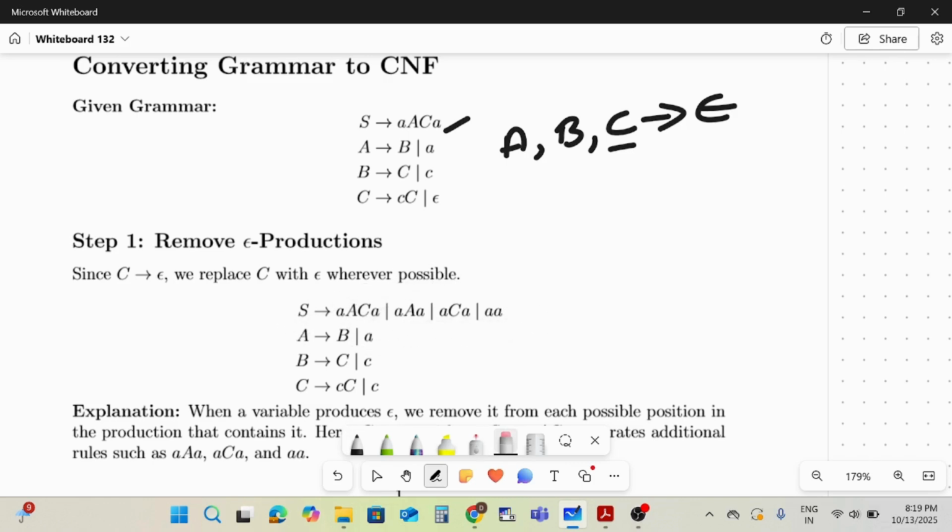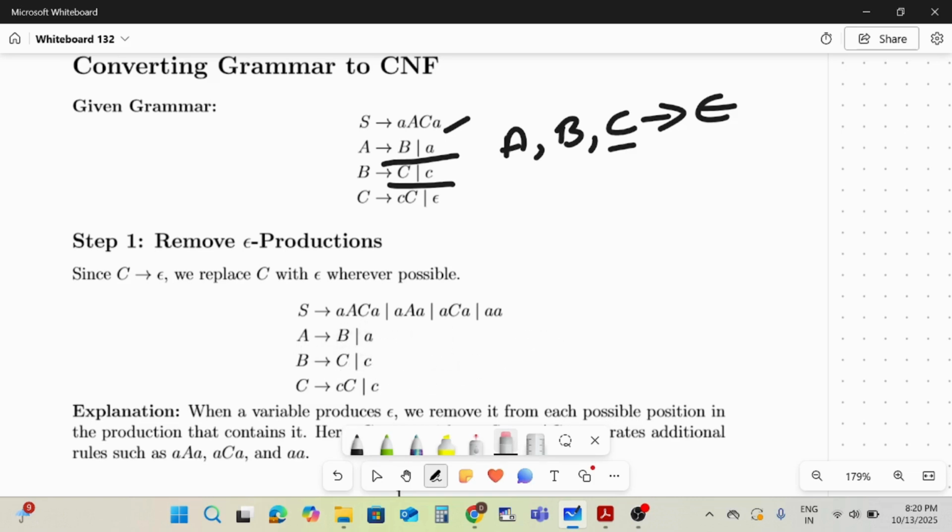In a similar fashion for B also, write the first rule as it is and start substituting the epsilon. If B takes epsilon, then it is B or A only. Similarly, for C, write this rule as it is and substitute the epsilon characters. If you substitute, it is like capital C and small c and epsilon. It is as good as writing C or c only. Like this you will be able to substitute the epsilon characters.